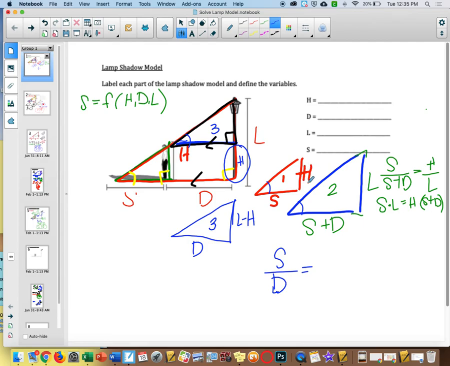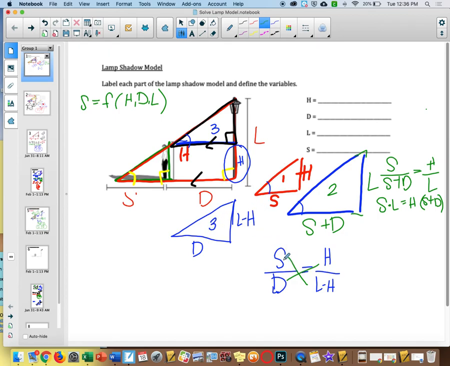What has to go on top? H. H because it's from triangle 1 and S came from triangle 1. So we have H over L minus H. Question? Okay. So now I have this proportion S over D equals H over L minus H. So that is fantastic because I've only used S once. Now we're going to set cross products equal to each other. Questions? Everyone okay with why we wrote this proportion? This proportion came from triangle 1 and triangle 3.